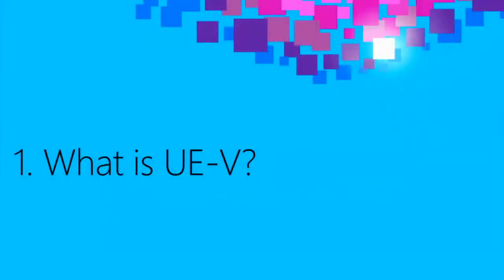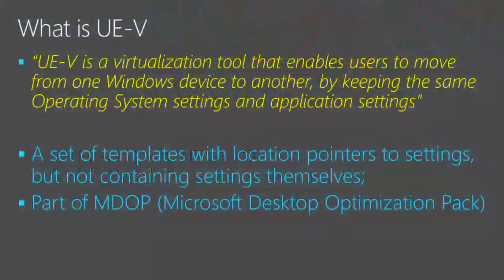So to start with, what is UEV? The official description out of Microsoft: UEV is a virtualization tool that enables users to move from one Windows device to the other. So you can roam the user between the devices. And very important, keeping operating system settings and application settings.